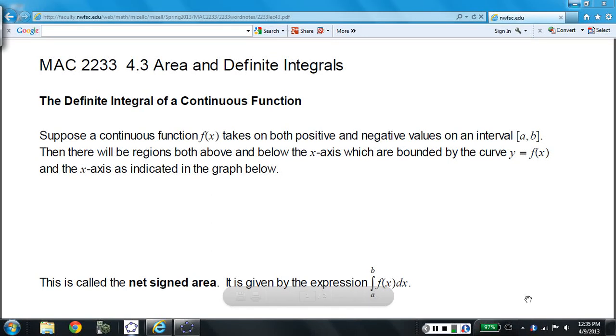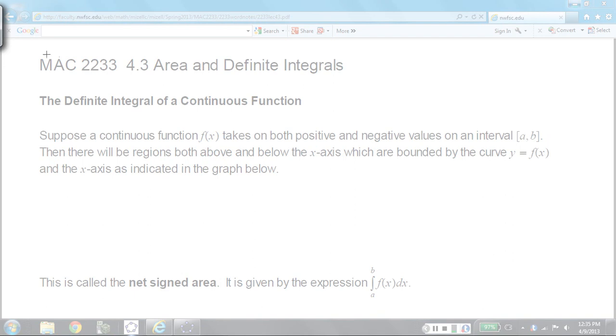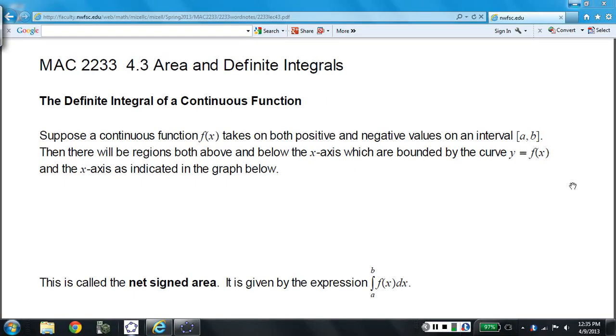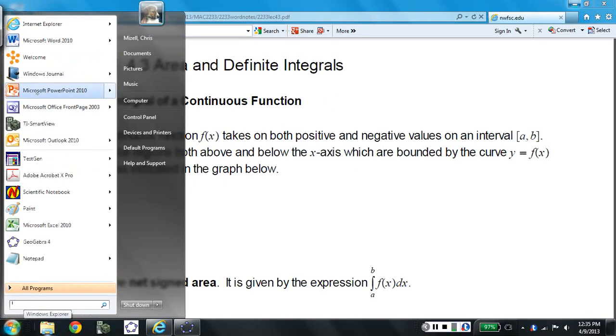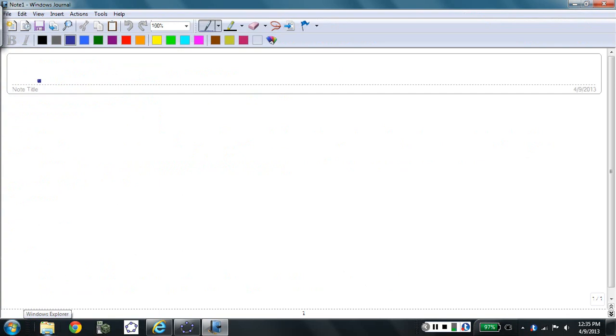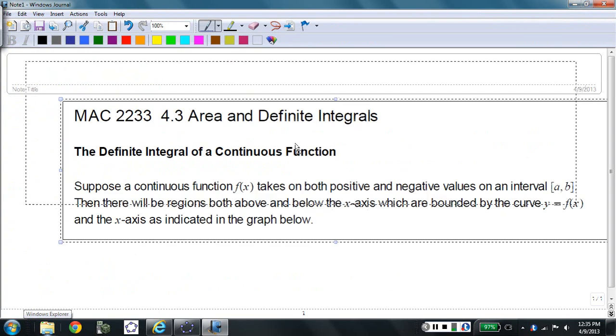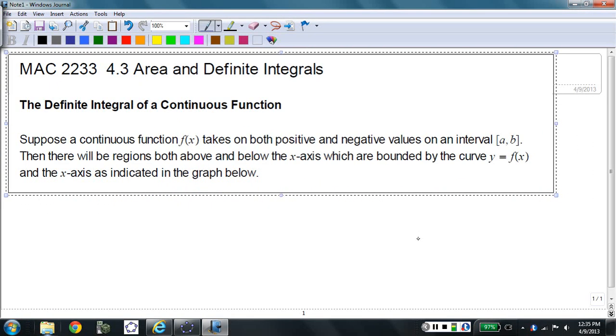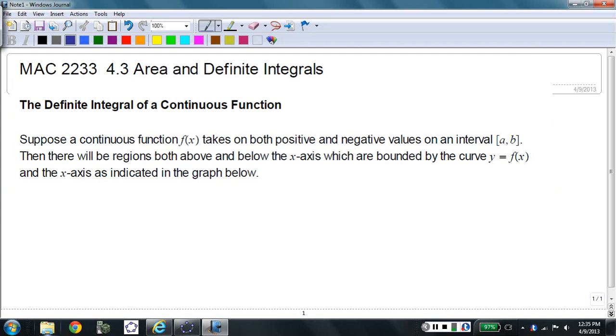Definite integral of a continuous function. Working our way, and we'll be there soon, to use the idea of an antiderivative to calculate the area bounded by a curve and the x-axis. Ultimately, we can use this to find the area in between two curves. But for most of the examples that we'll use, it'll be the area bounded by the curve and the x-axis. So let's see if we got a picture to go with this.